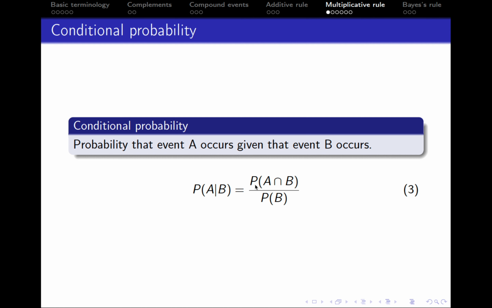To calculate this probability, we need to take the intersection of events A and B, so the probability of these two events happening at the same time, and divide it by the probability of event B.